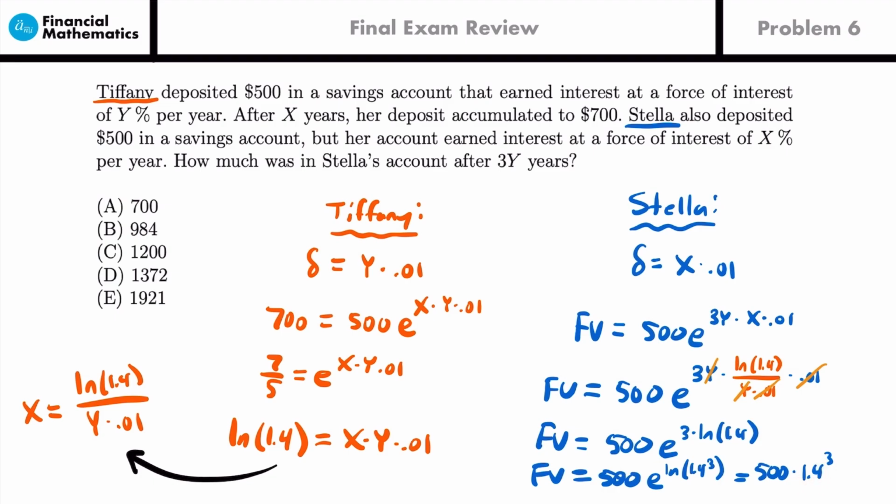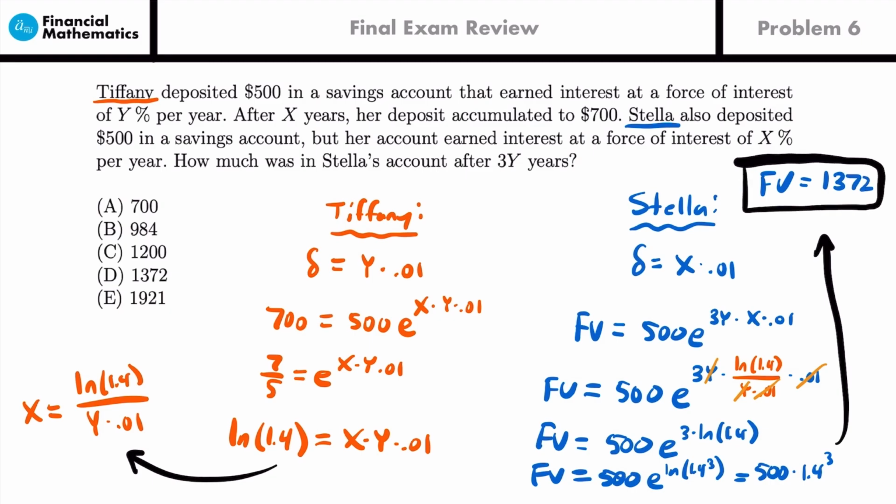1.4 cubed is 2.744, and multiplying that by 500 will get you the final answer that the future value after 3y years for Stella's account is $1,372. That is the final answer to this problem, and that would be answer choice D. So I will box that in here.